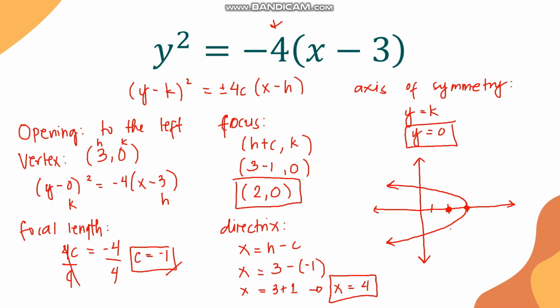And since it opens to the left, that means the directrix is a vertical line. So you just have to identify where x equals 4. So 1, 2, 3, 4. So here. And then from there, let's draw a vertical line. So this is now our directrix. And for our axis of symmetry, it's y equals 0, or in short, that is just our x-axis. And as you can see, the x-axis cuts our parabola into two congruent regions.